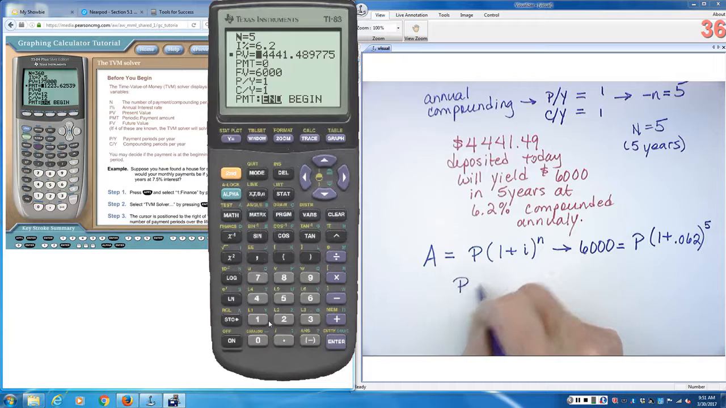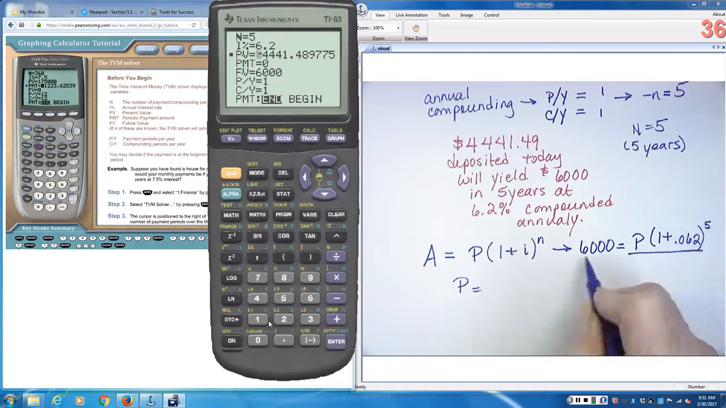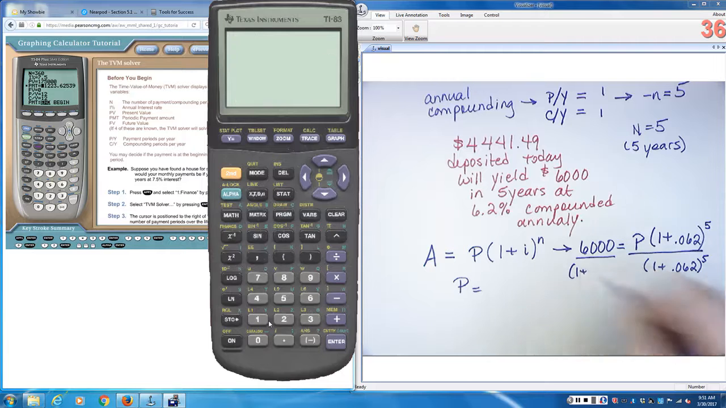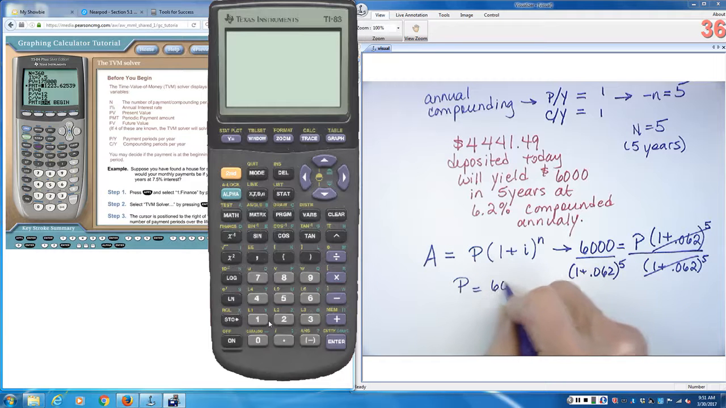So then P is going to be, let's divide that off of both sides. P is going to be 6,000 divided by the quantity 1 plus 0.062 raised to the 5th power, which is $6,000 divided by 1.062 to the 5th power.